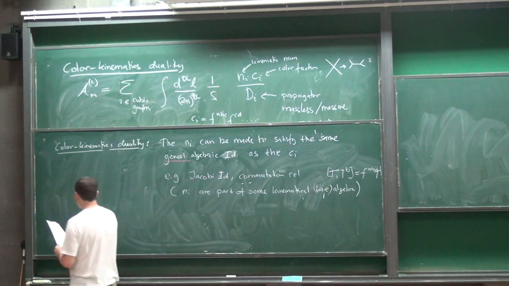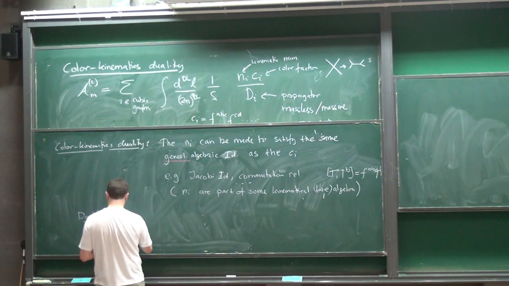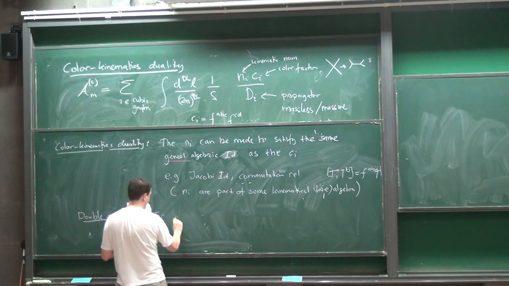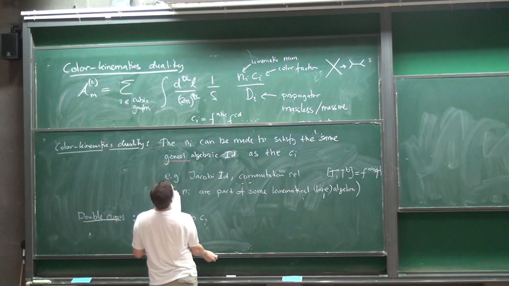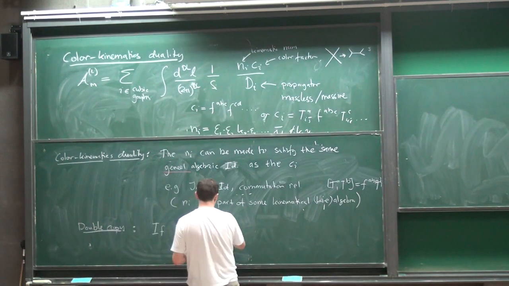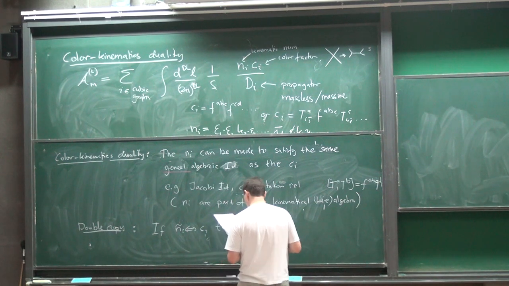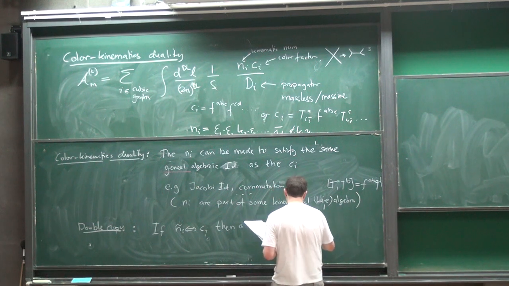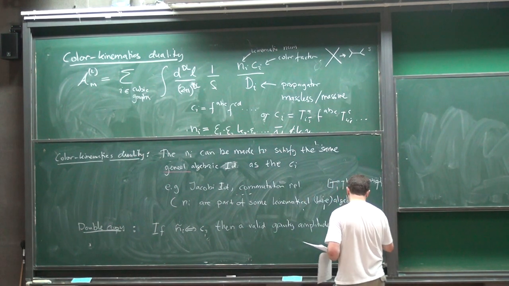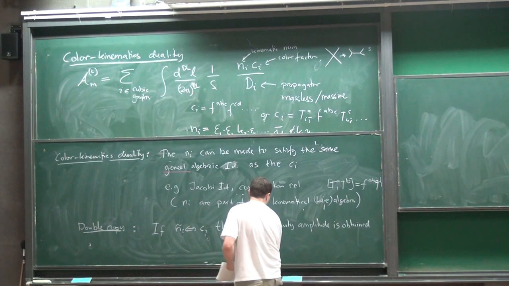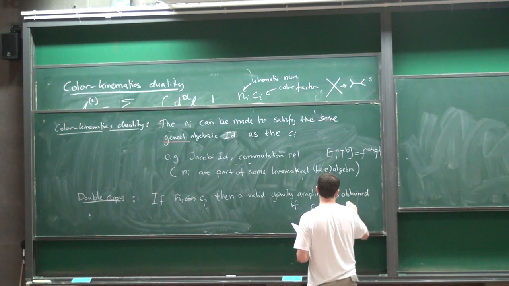Okay, so what's the double copy then? If you have found such numerators, and let me call them n twiddle now, and if these are dual to the same color factors as in the amplitude up there, then, well, this is a conjecture, a valid gravity amplitude is obtained if you just let C go to n twiddle in this formula here.